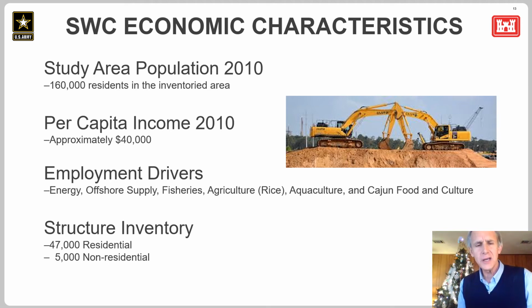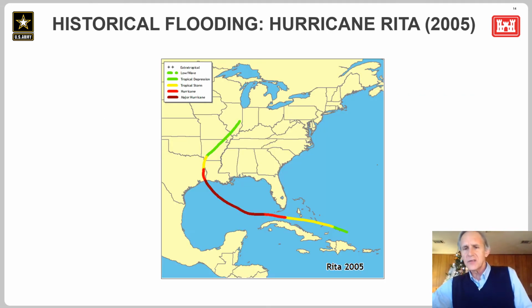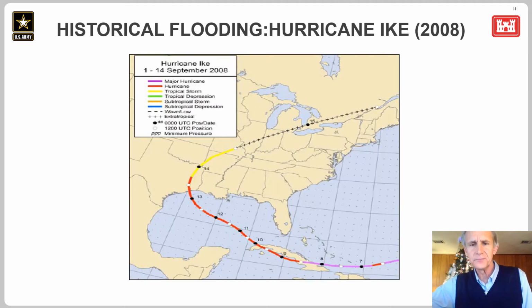In the structure inventory here, actually 52,000 structures were inventoried, 47,000 residential and 5,000 non-residential structures. This area has quite a history of flooding. Hurricane Rita, which made landfall near the Louisiana-Texas border, affected over 50,000 homes in this area back in 2005. Rita was only 2 weeks after Hurricane Katrina really devastated New Orleans and the southeastern portion of Louisiana.